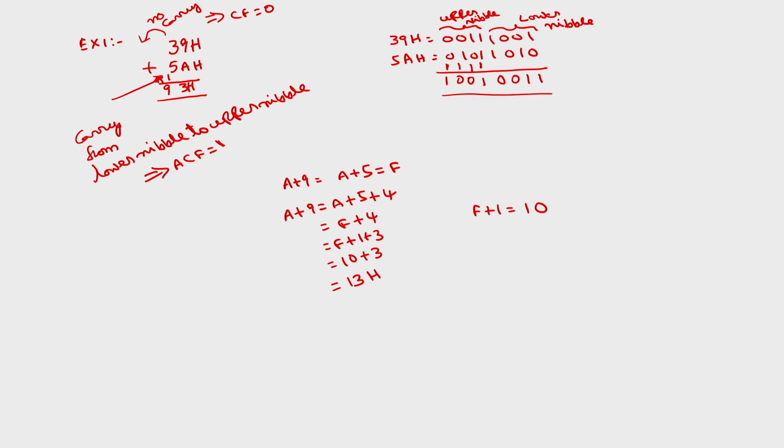Okay. So, you can observe that there is a carry from here to here, but from here to here there is no carry. Because of this carry, the auxiliary carry flag will be set, and because there is no carry out of this, the carry flag will be reset. So, this is the difference between the carry flag and the auxiliary carry flag. This auxiliary carry flag will be used, as I have told, in BCD arithmetic.